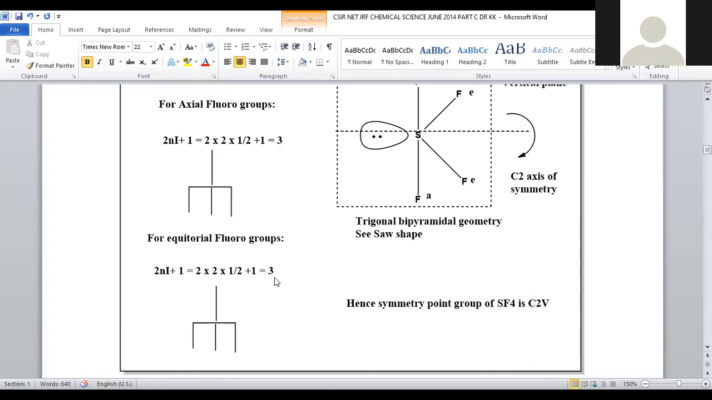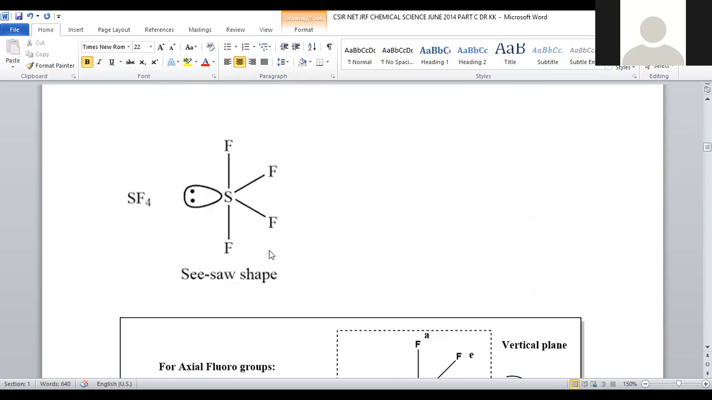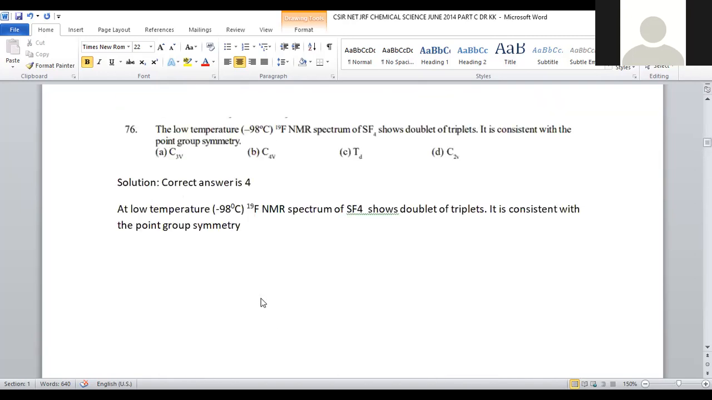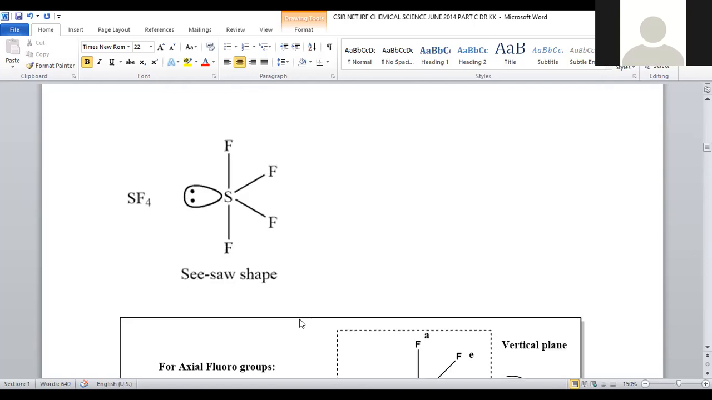2 to get compensated, again you will get 3 signals. That means triplet. So here, a doublet of triplet is obtained for this. This is the correct geometry and the correct shape of the molecule only. Now, the thing we have to deduce is what will be the point group of symmetry for this molecule.